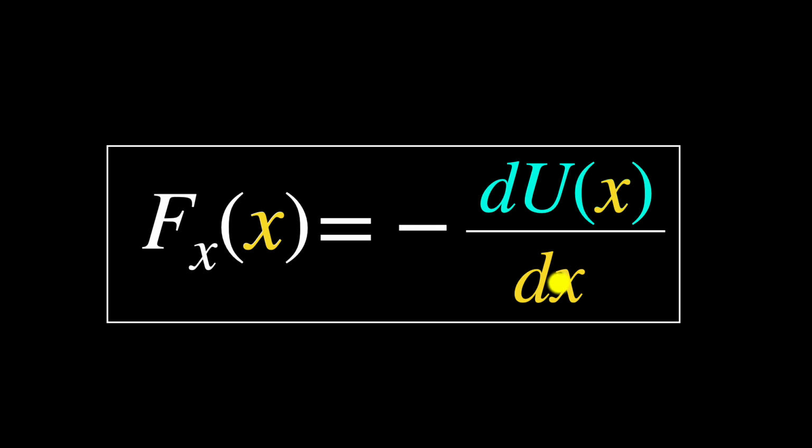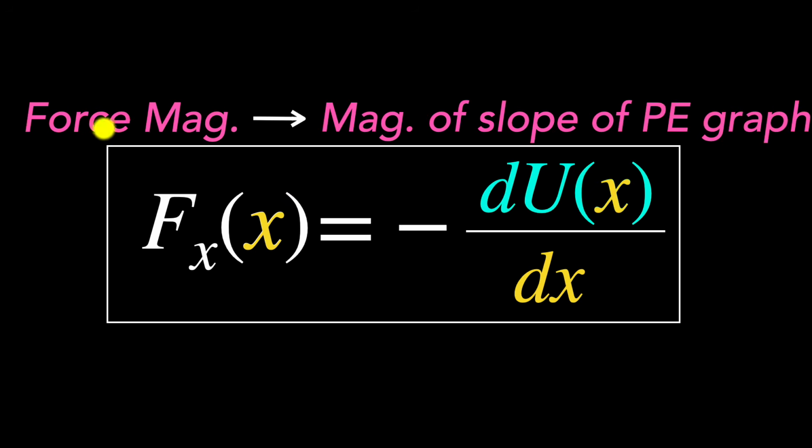Well, that represents the slope, right? But slope of what? It's the slope of the graph of potential energy versus position. We'll just call that the potential energy graph. So our first insight is that the magnitude of the force is given by the magnitude of the slope of the potential energy graph. Okay, now let's talk about the direction.